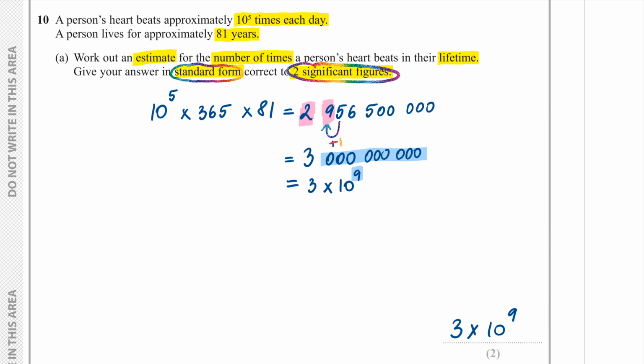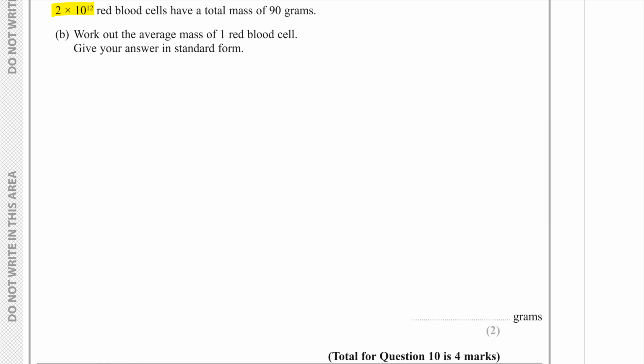Part B. 2 times 10 to the power of 12 red blood cells have a total mass of 90 grams. Work out the average mass of one red blood cell. Give your answer in standard form.